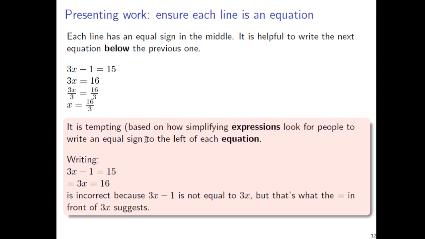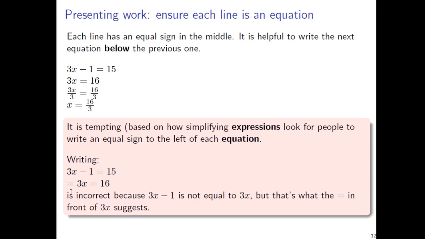Okay, so for example, shown in this red box, you're seeing writing 3x minus 1 equals 15, and then on the next line, writing equals 3x equals 16 is incorrect. What's going on here is I would read this and say 3x minus 1, you're saying that that's equal to 3x, but 3x minus 1 is not equal to 3x. I mean, in fact, 3x minus 1 is 1 unit smaller than 3x is. Right? So that's what this equals in front of the 3x would suggest.